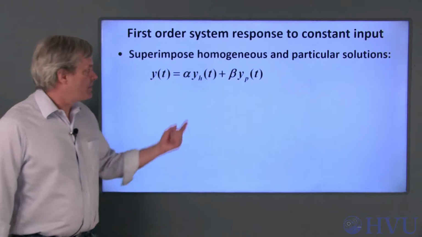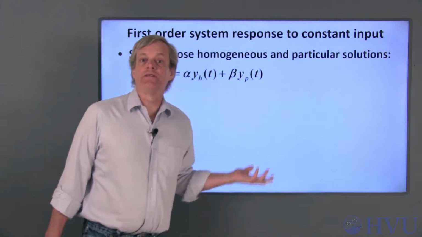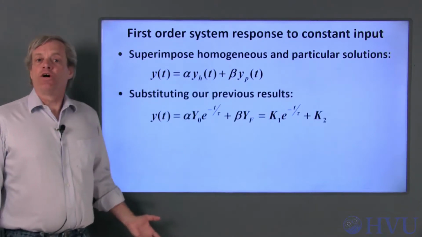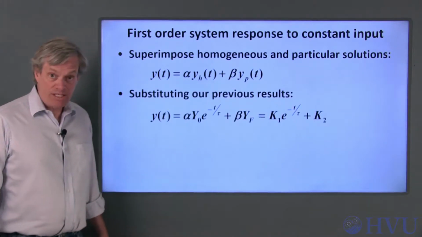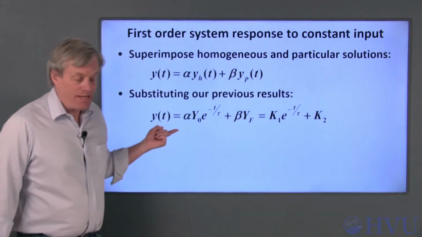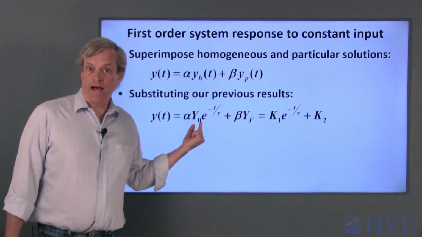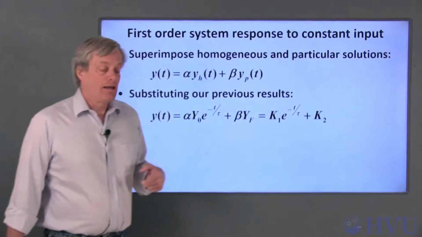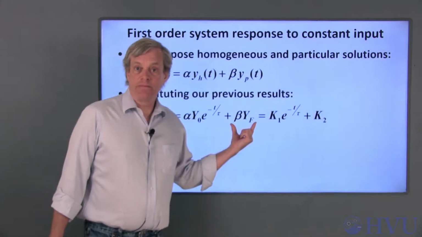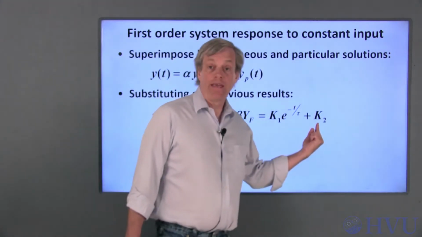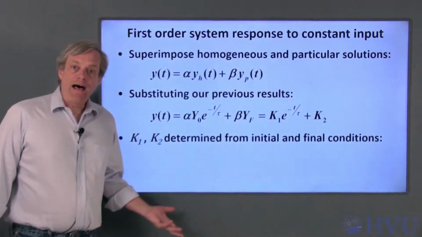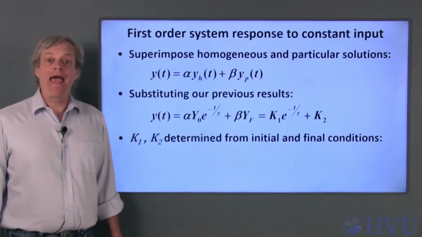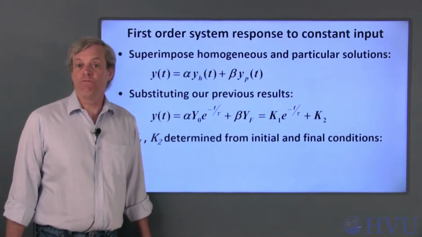Now that we have the forms of the homogeneous and the particular solutions, we can superimpose them to determine the overall response. If I substitute the homogeneous and particular solutions from the previous slides, the overall solution is this. Since alpha and y0 are both constants, they can be combined to a single constant that I'll call k1. Likewise, the constant beta times y sub f will be combined to a single number k2. In order to find values for k1 and k2 in this solution, we match the solution to both the initial condition and the behavior of the system as time goes to infinity.